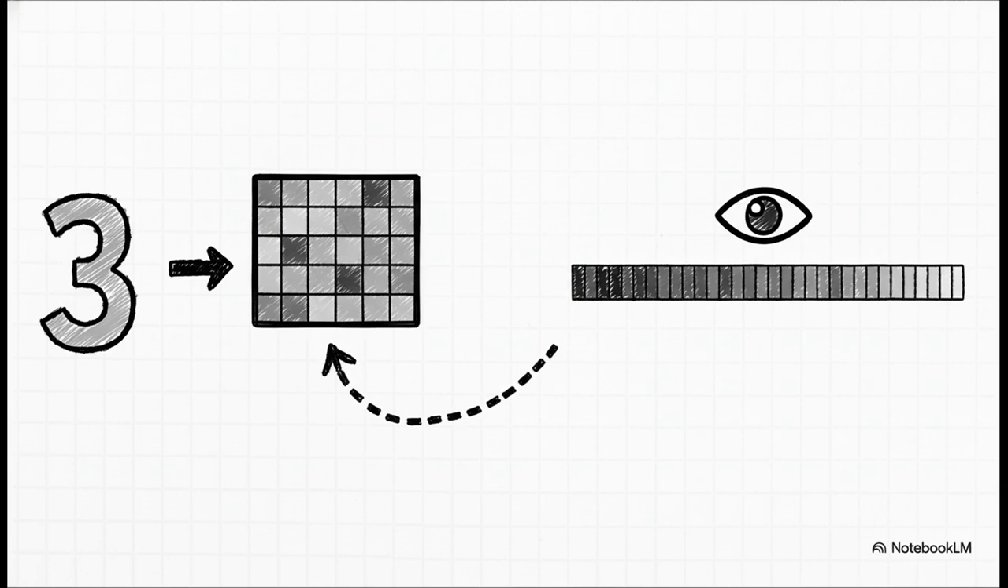It doesn't see a picture like we do. It sees a grid of 28 by 28 pixels. And to make it even easier for the machine, we basically unroll that grid into one long line of 784 numbers. Each number just represents how dark a pixel is. And that is what our bot is actually going to read.